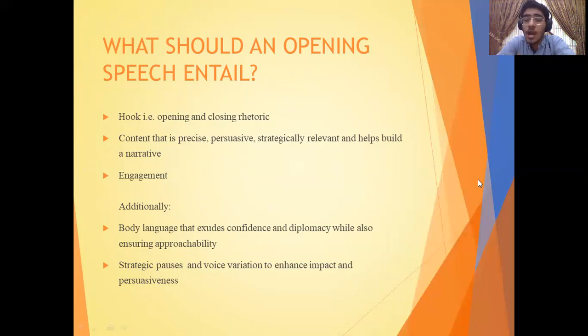an attention grabber. I like to divide this in terms of opening and closing rhetoric. Opening rhetoric being the first thing you're going to be saying in your speech, and closing rhetoric being the last thing you're going to be saying in your speech. More about rhetoric in the next slide.